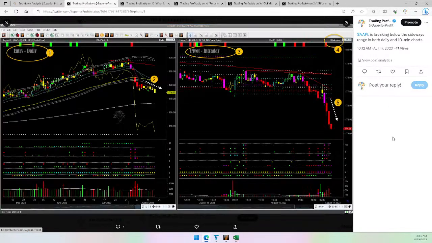This was the Apple chart on the same day that I shared, Thursday, in the morning session. In the fine-tuned 10-minute chart, it was coming down sharply below early range low, and in the daily on the left side, earlier it was moving sideways, it was breaking below the sideways range.